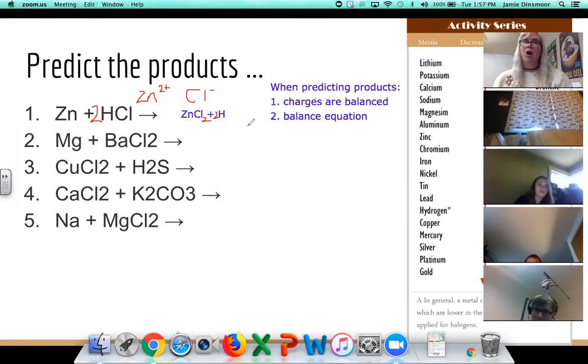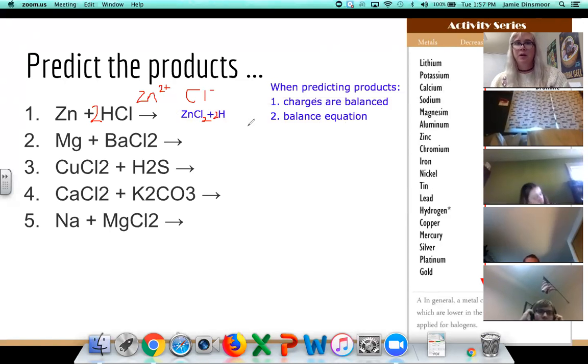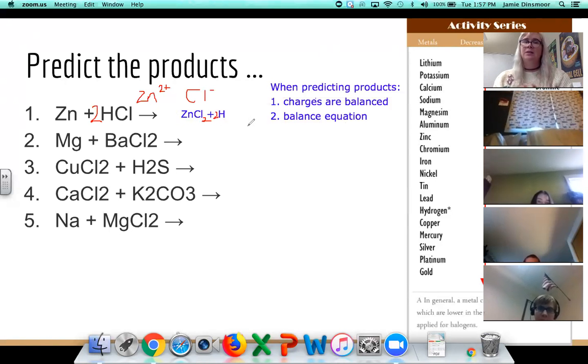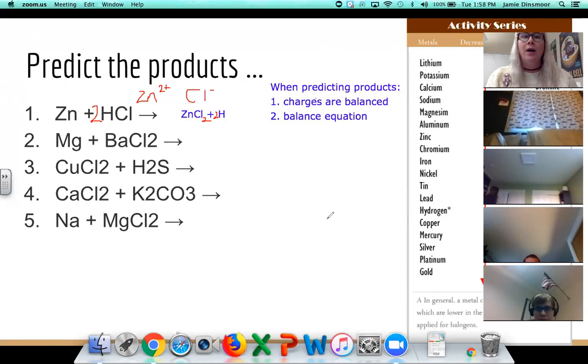Right? So predicting the products involves multiple steps. First of all, figuring out what kind of reaction it is, what's going to happen. Then you have to make sure your charges are balanced. Does your molecule make sense? How would those things bond? Then you have to balance the overall equation. Right? So this is kind of combining a lot of the stuff that we've done in the class into one process. Okay.